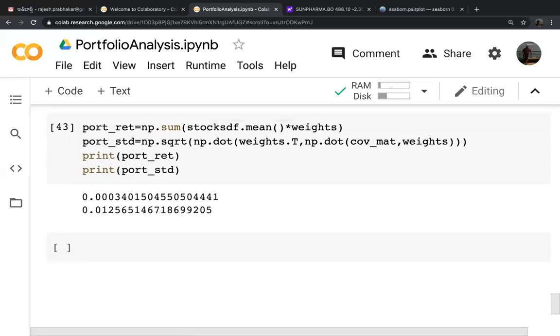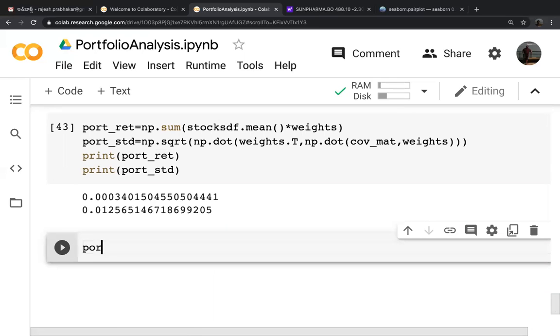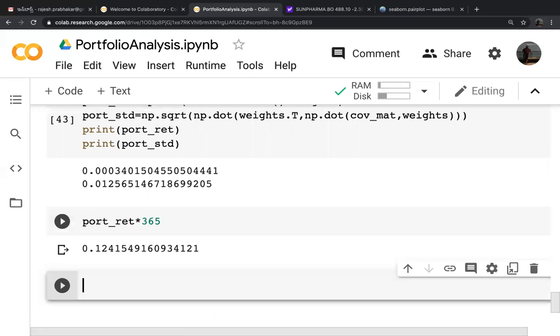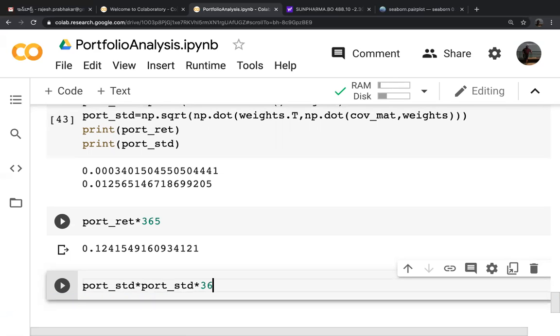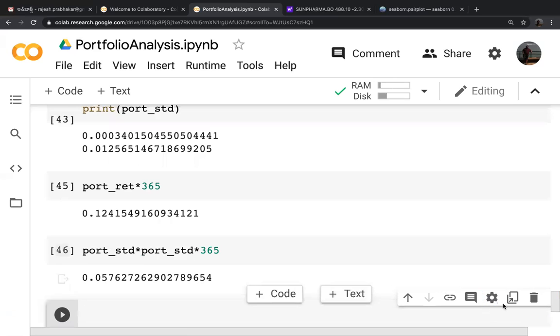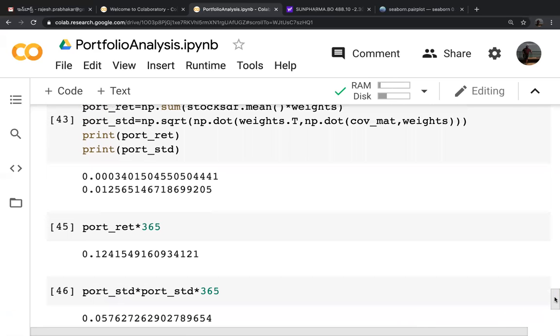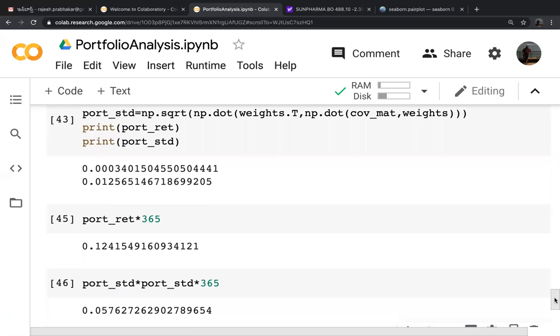If you want to calculate annualized return, you multiply with 365. port_ret into 365, we'll get the annualized return. So annualized return of 12.41%. Similarly, port_std into 365, so we have 5% volatility. So yearly we are getting 12% return with 5% volatility. This is how we calculated the portfolio.